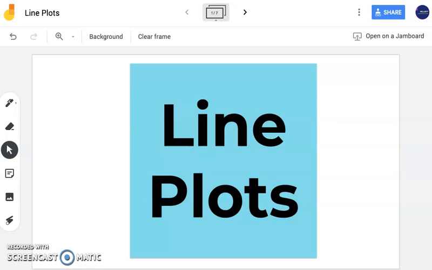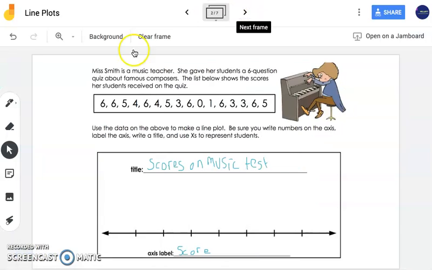Hello, today we're going to learn about line plots. In this example here, Miss Smith is a music teacher. She gave her students a 6-question quiz about famous composers. The list below shows the scores her students received on the quiz.